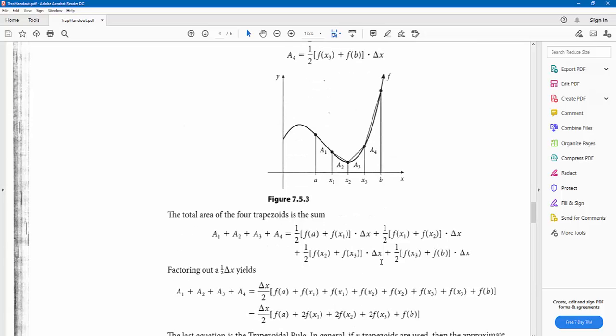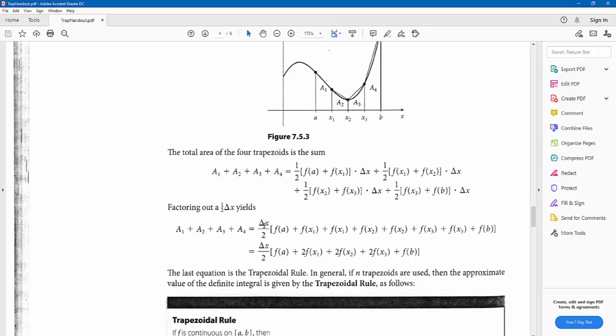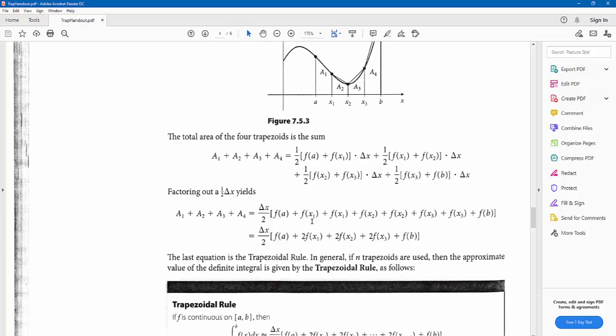And then we add them all up. And then I'm doing just a little bit of algebra. I'm taking all of this mess here and I can factor out, because each term in here has a common factor of 1/2 delta x. So I'm factoring out a 1/2 delta x, or delta x over 2. And that leaves me with this mess. And just a little bit of algebra, you see you have 2 of the f of x sub 1s, 2 of the f of x sub 2s, and 2 of the f of x sub 3s. So this is kind of what it generalizes to.